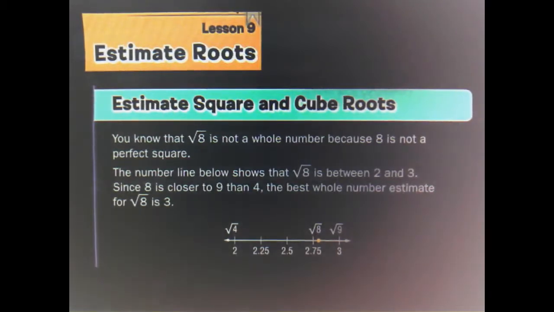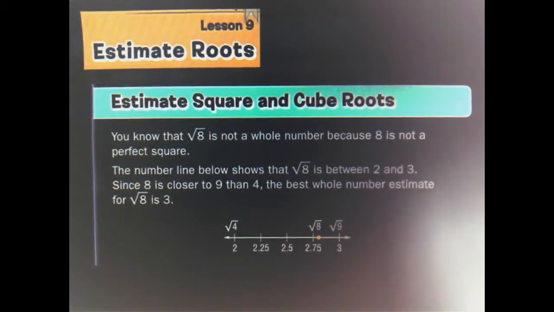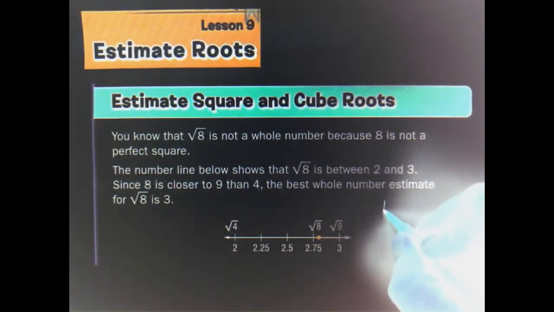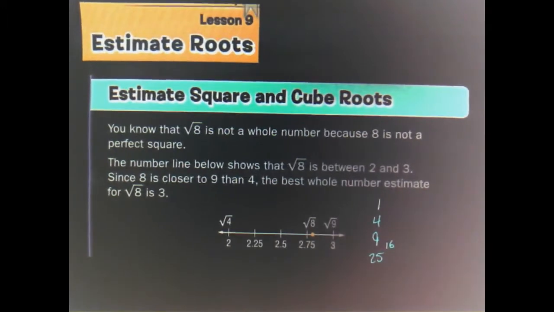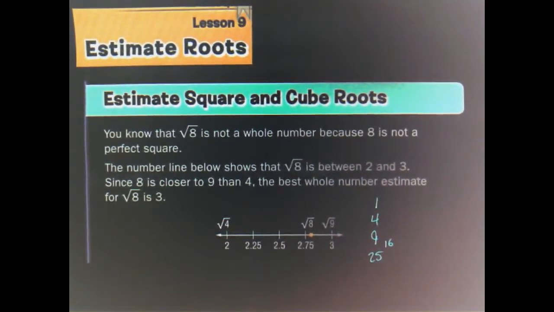Okay. So if we take a look here at our first example, it says you know that the square root of 8 is not a whole number because 8 is not a perfect square. Remember our list of perfect squares here. 1 is a perfect square, 4 is a perfect square, 9 is a perfect square, 16 is a perfect square, 25. Okay, so 8 is not a perfect square.